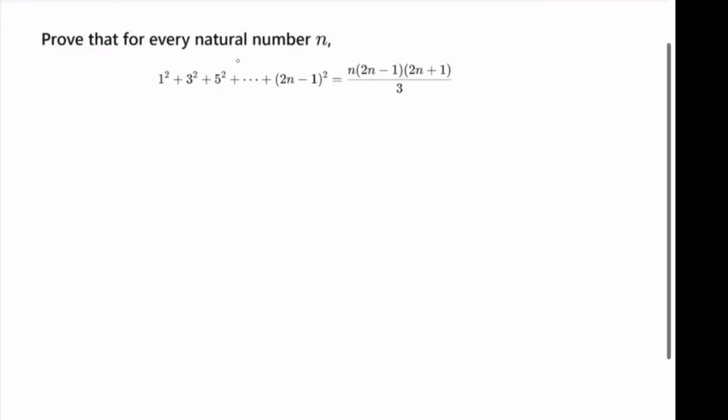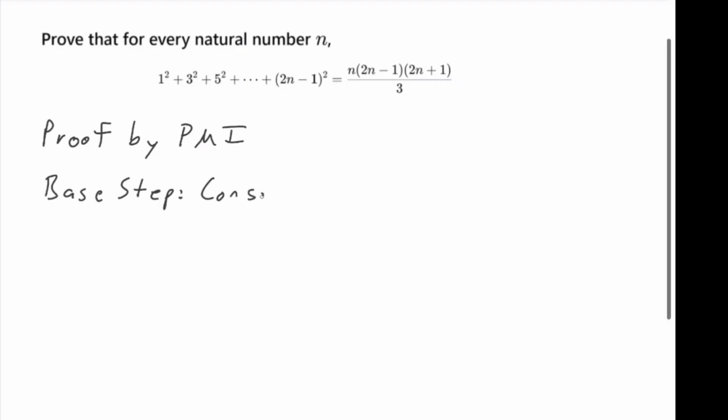All right, so we're going to prove that for every natural number n, 1 squared plus 3 squared plus 5 squared plus dot dot dot plus 2n minus 1 squared is equal to this formula here. We're going to do this, so prove by the principle of mathematical induction. So our base step, we're going to consider P of 1.